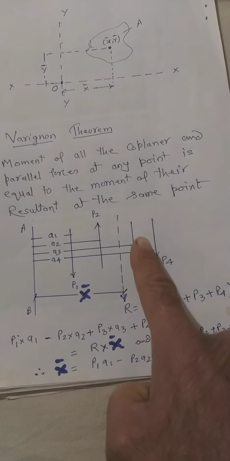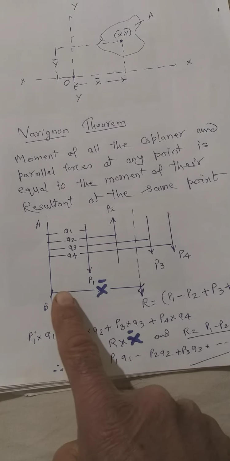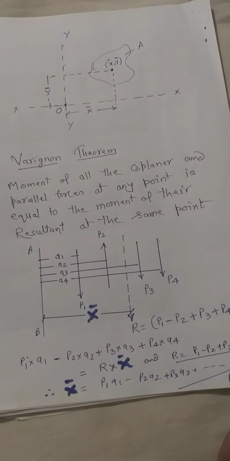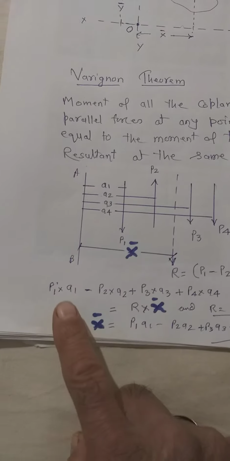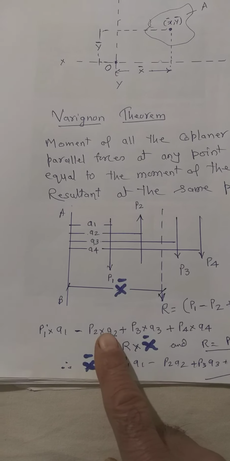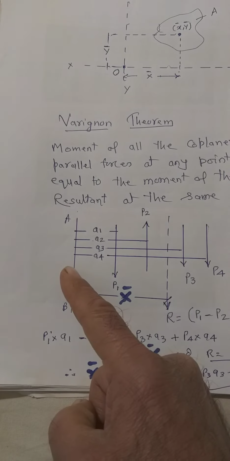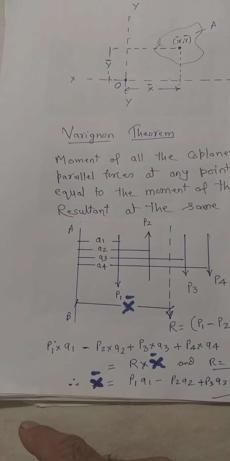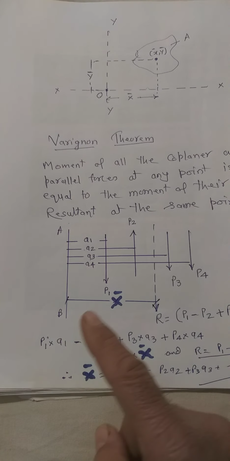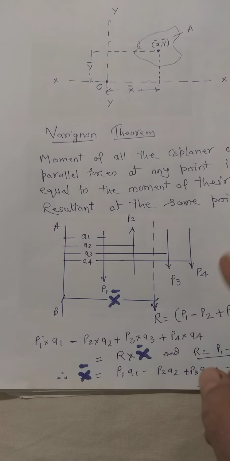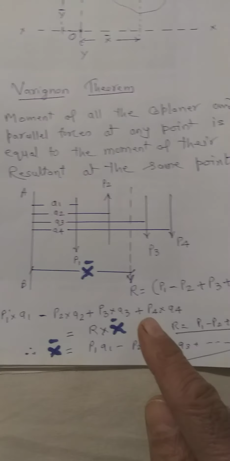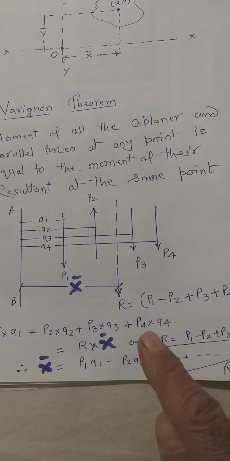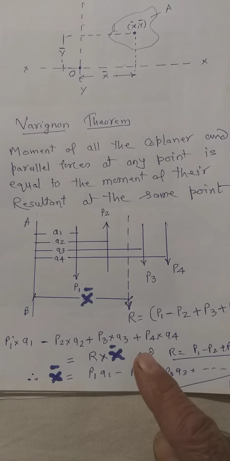Then this R into this distance, which is called x bar, is equated with this. So we can say P1 x bar 1 minus P2 x bar 2 plus P3 x bar 3, or A3, plus P4 x bar 4 must be equal to R into x bar.